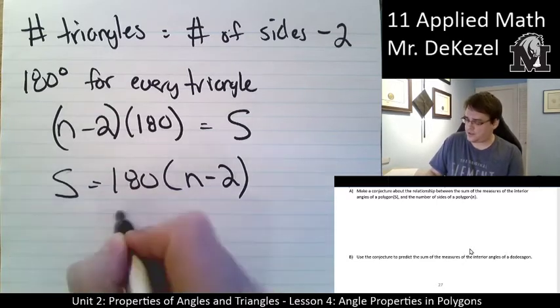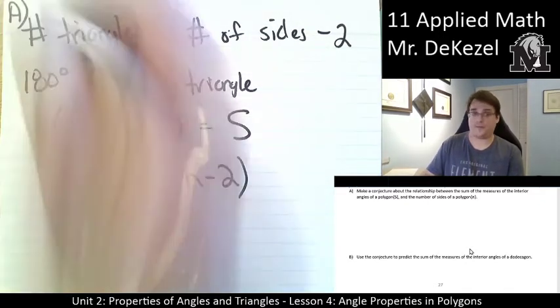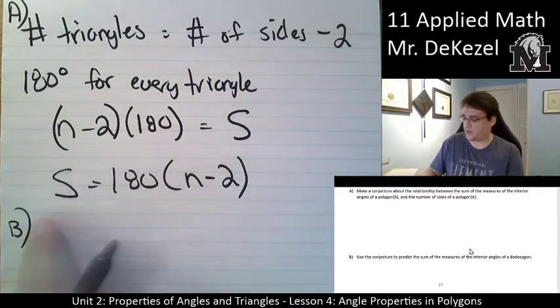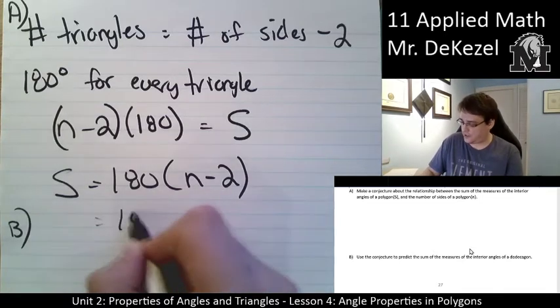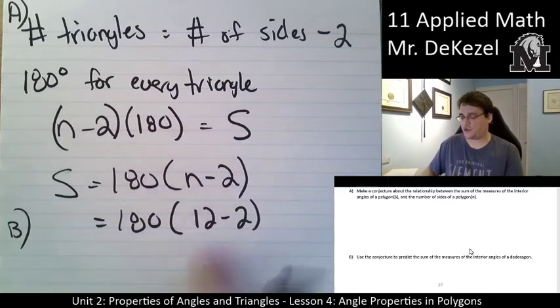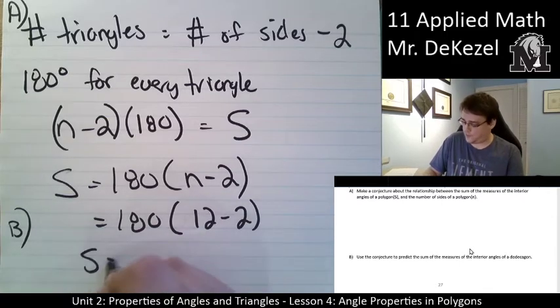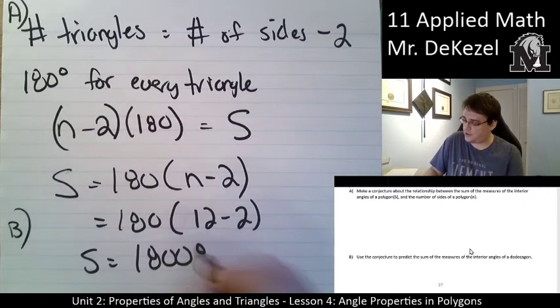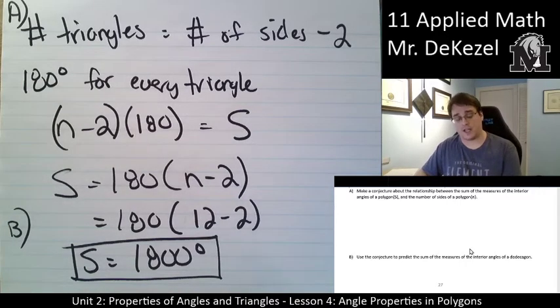So the sum is equal to 180 times, so this would be A, I'll write that up here, sorry, and then this would be B. 180 times the number of triangles. So we have 180 times 12 minus 2. 12 minus 2 is 10 times 180. The sum would be 1800 degrees. The sum of the interior angles for a dodecagon with 12 sides would be 1800 degrees.